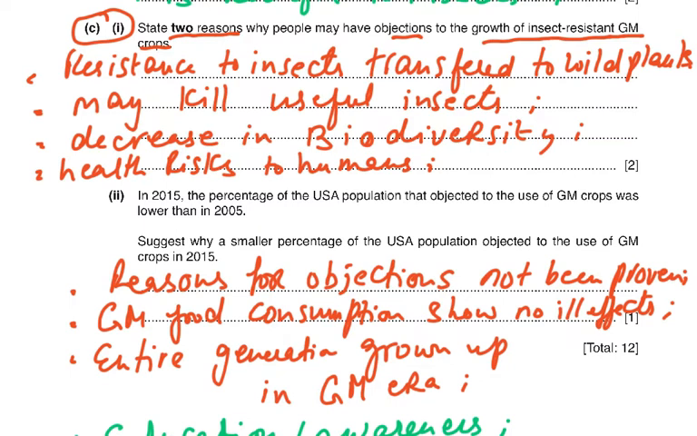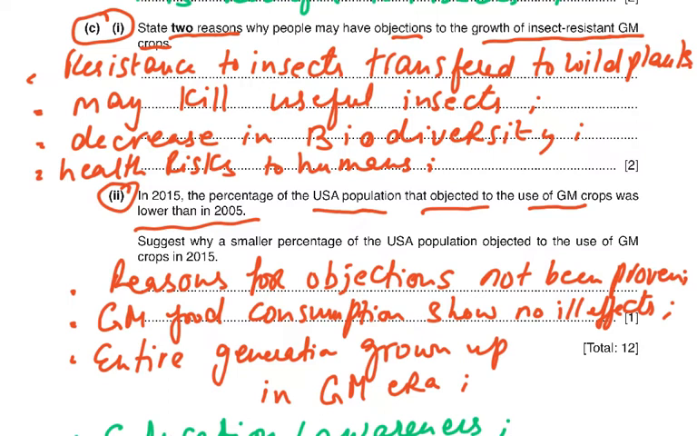Then we come to part 2 of the question. In 2015, the percentage of the USA population that objected to the use of GM crops was lower than in 2005. It's not that people are becoming more intelligent or more dumb, but why did a smaller percentage of the USA population object? Now, reasons for objections were not proven. As far as I think, people just did not know what they were eating. So GM food consumption shows no ill effects.